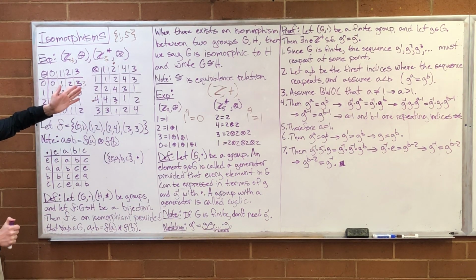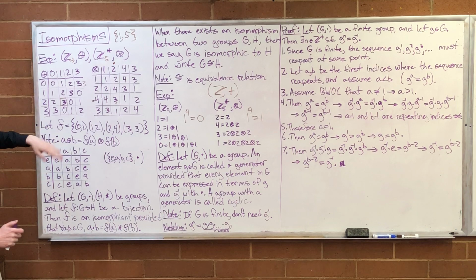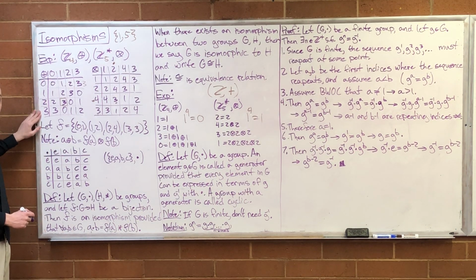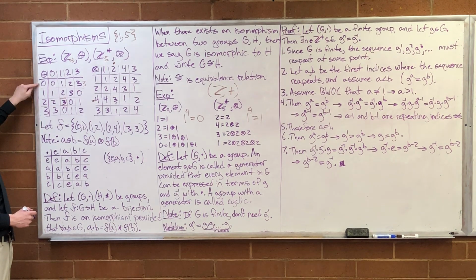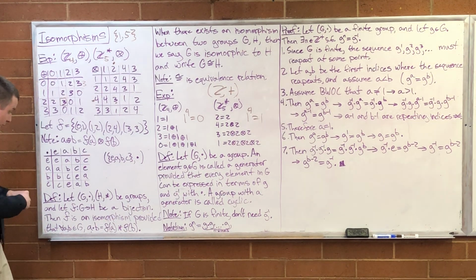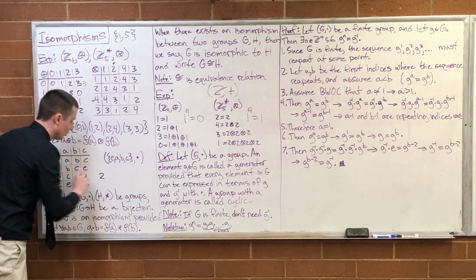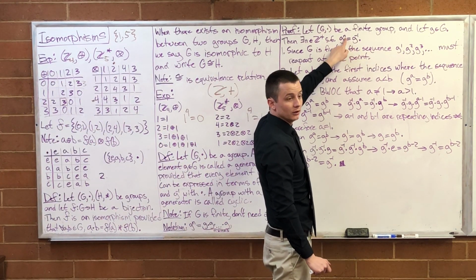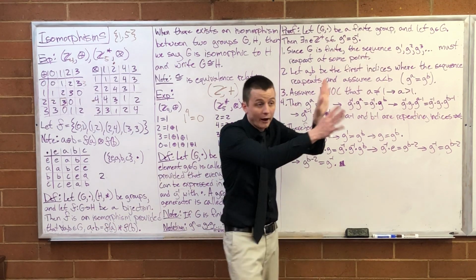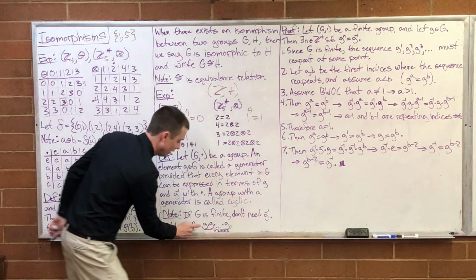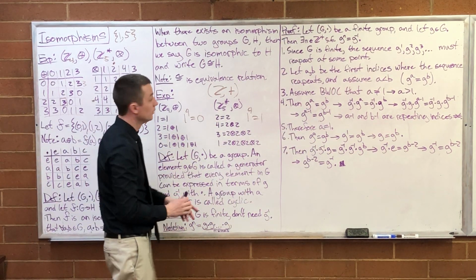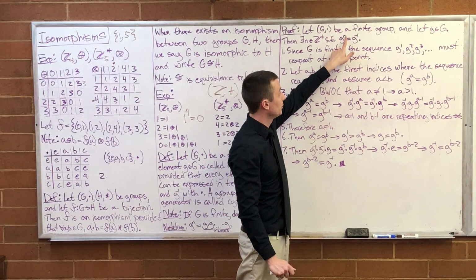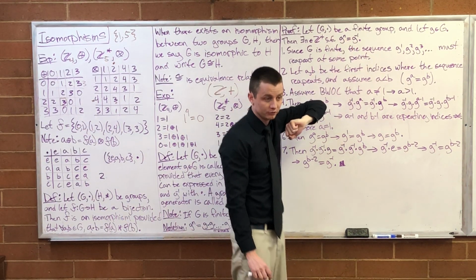Well, it doesn't matter what element we pick. We can pick any element we want out there. So pick any element you want in here: 0, 1, 2, or 3. You pick 2. So now what this is saying is, there is some positive number that I can raise 2 to the power of, using the operation, not multiplication, to get 2's inverse.